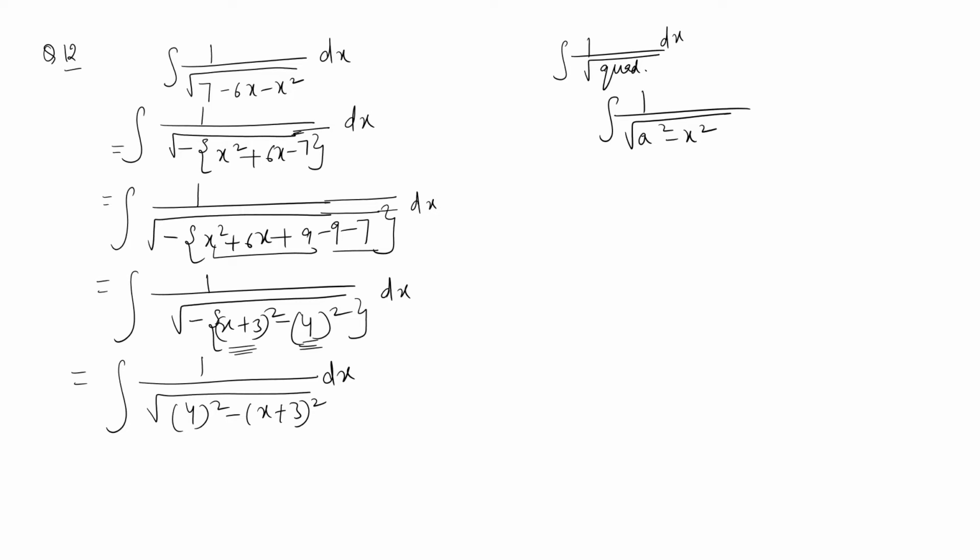So this negative sign needed to be adjusted here only. So 1 upon under root a square minus x square, and the formula is sine inverse x upon a plus c. So the formula will be here like sine inverse. This is a square minus x square. So sine inverse x plus 3 upon 4 plus c.